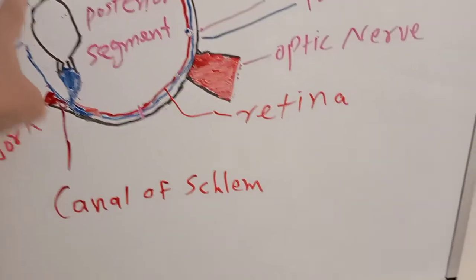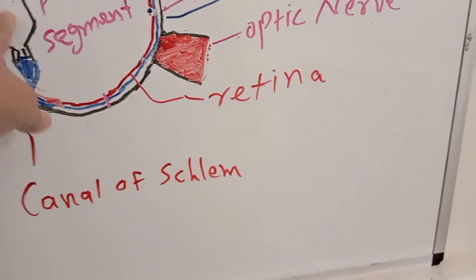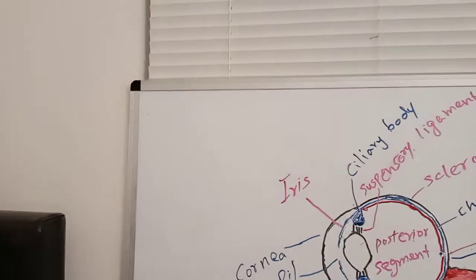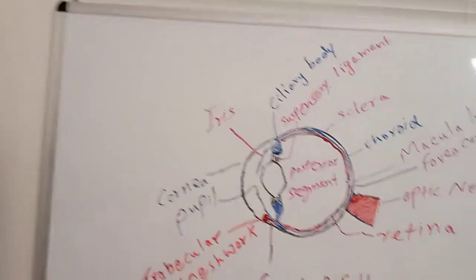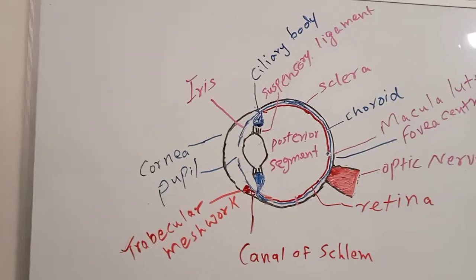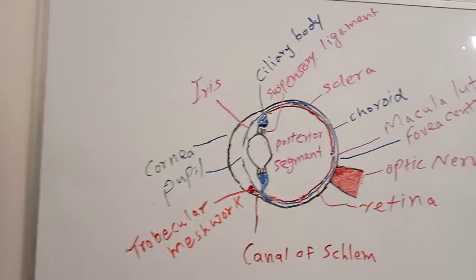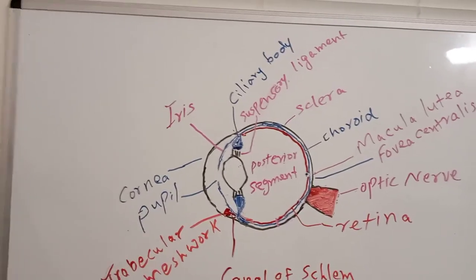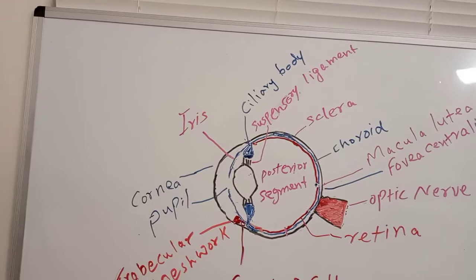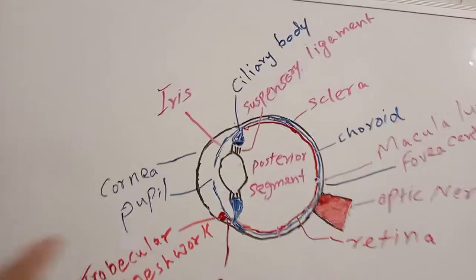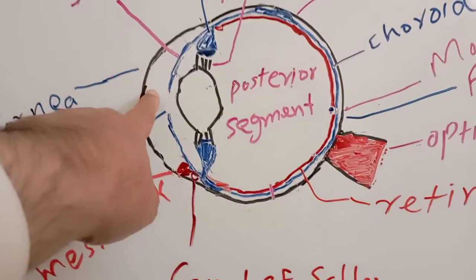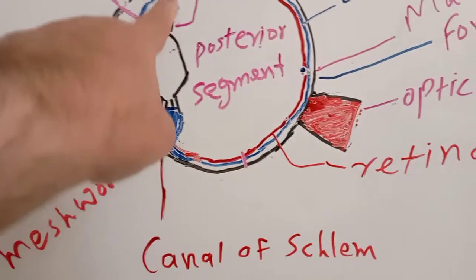This is iris and this is pupil. So lens is located behind the iris and pupil. The anterior third, one third of the eye, anterior to the lens, is called the anterior segment, and two thirds of the eye, posterior to the lens, is called the posterior segment. The anterior segment is divided into anterior chamber and posterior chamber.